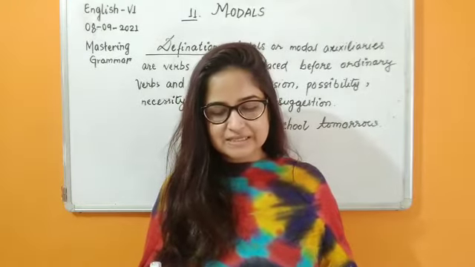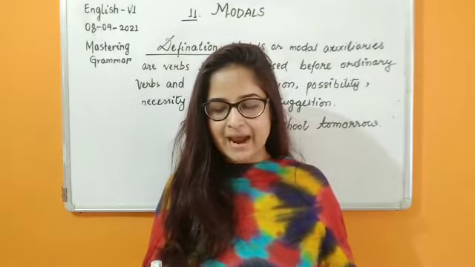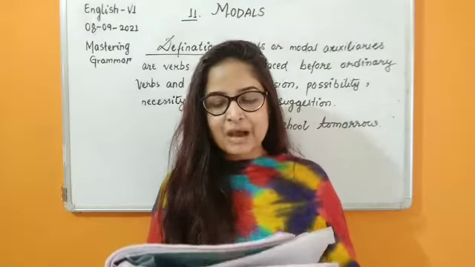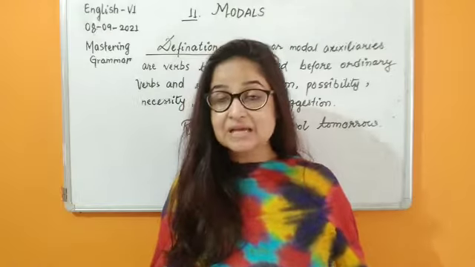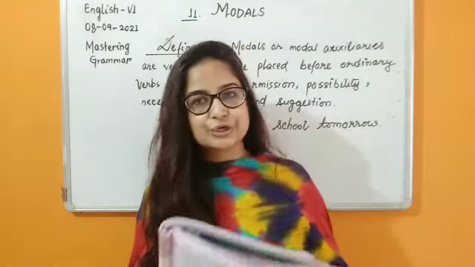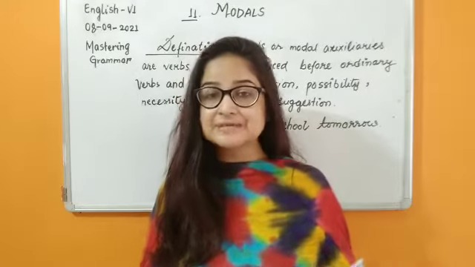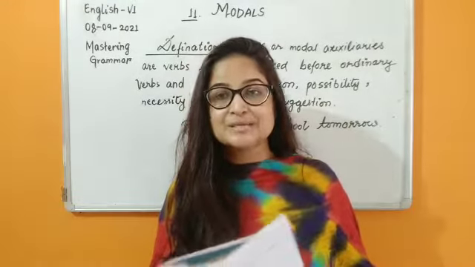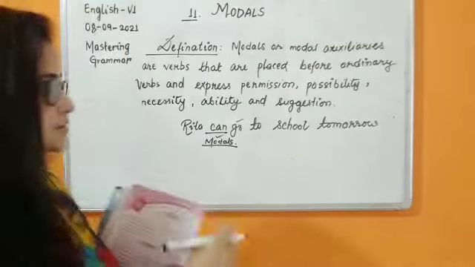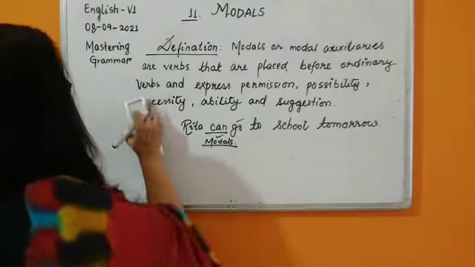Now negative sentences with modals are formed by adding not or the contracted form n apostrophe t. I cannot run very fast, I can't run very fast. Now main modals and their usage. So we will be learning about some main modals and how they are used to express what. Okay. So let's get started. I hope you understood the definition and examples as well.